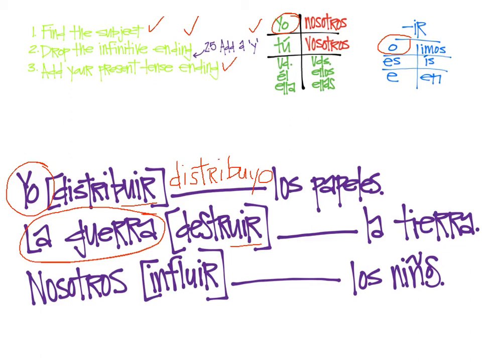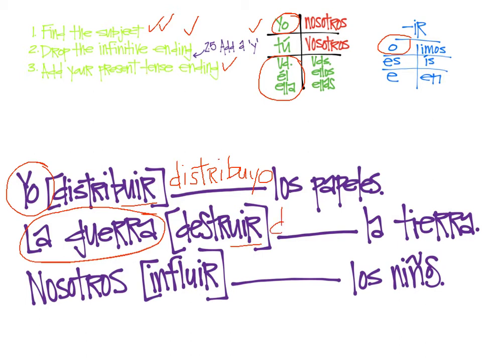And you have to remember here that usted, él, ella can mean he, she, it, or you, formal. So is la guerra he, she, or it? Yes. So now we know that our subject is going to fall in this third person singular form. So the first thing that we're going to do to conjugate this verb, we have completed, and that is finding our subject. The second thing we need to do is drop our infinitive ending.